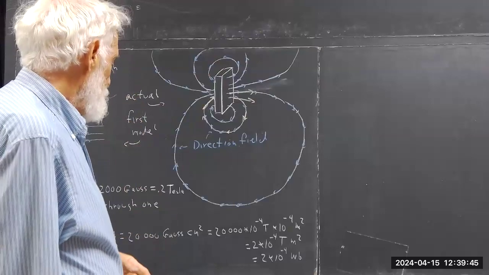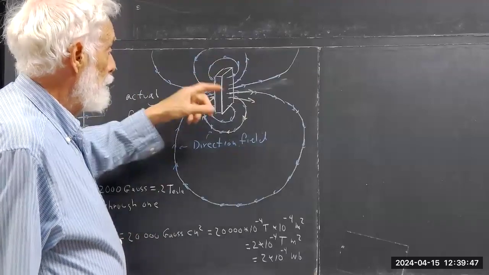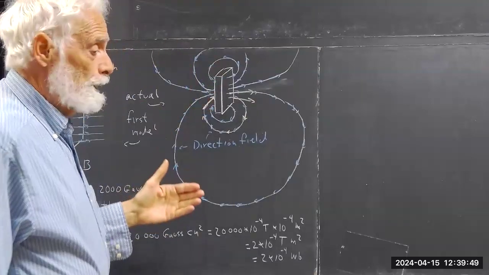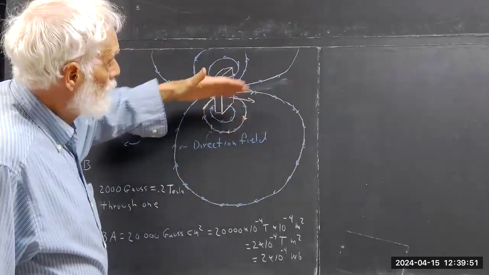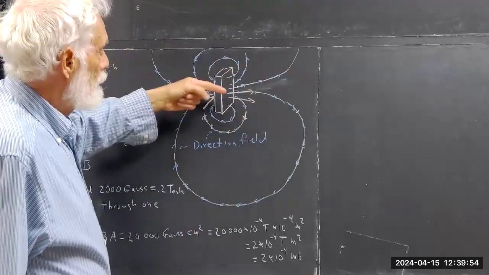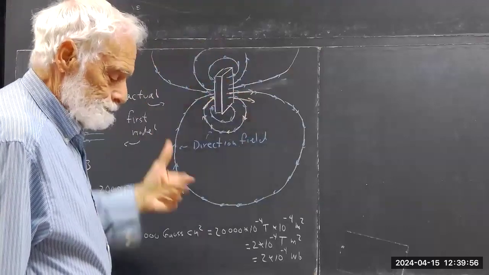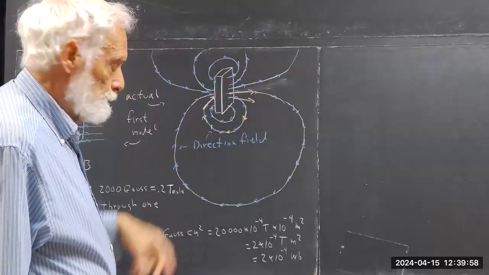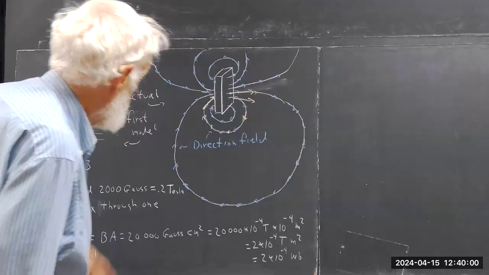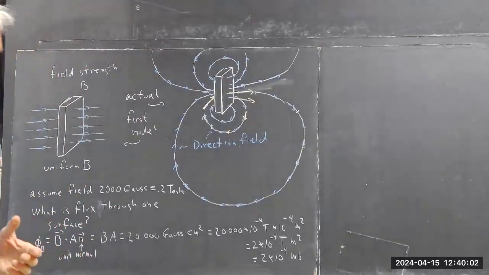Now we should understand that flux is the magnitude of the field strength times the cosine of the angle with the normal. It's a dot product of the magnetic field with the area. So you want to process that whole idea.